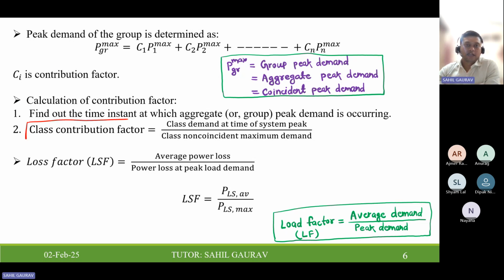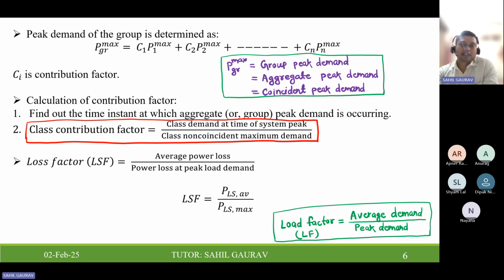The expression is this one: class demand at the time of system peak. We know the time at which peak demand is occurring, so at that time, what is the demand for that individual or that class? And it is divided by the class non-coincident maximum demand, meaning how much maximum demand is occurring individually by that class. You divide by that, and we get the class contribution factor. And then we have another expression, loss factor. Loss factor is the ratio of average power loss to the power loss at peak load demand. So it is similar to load factor.